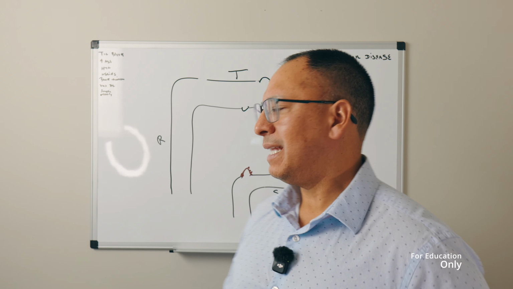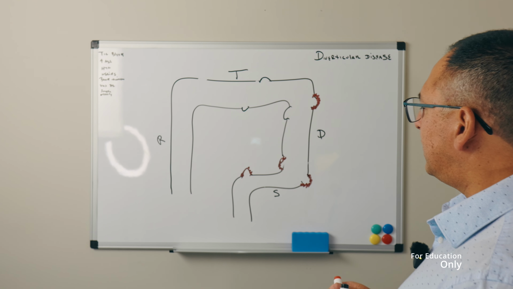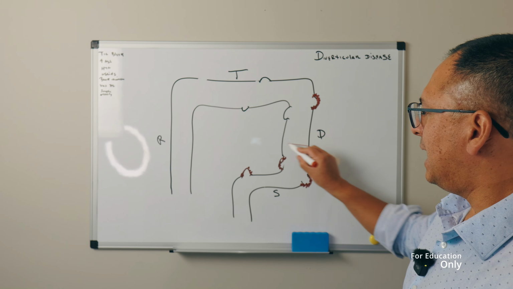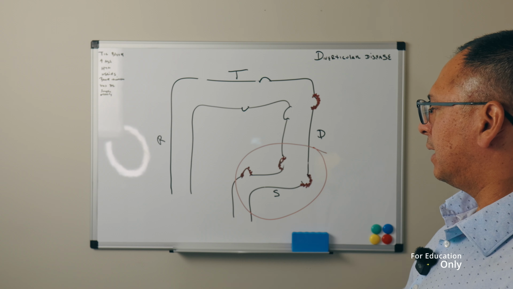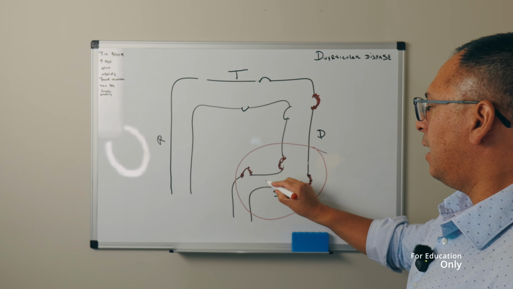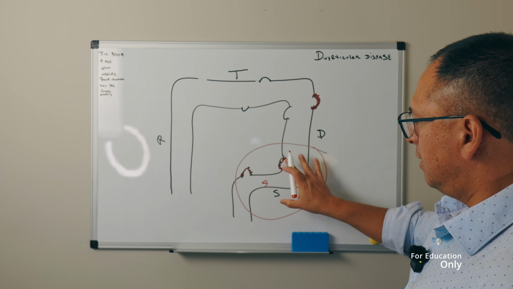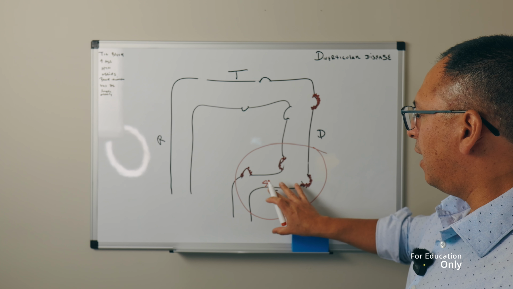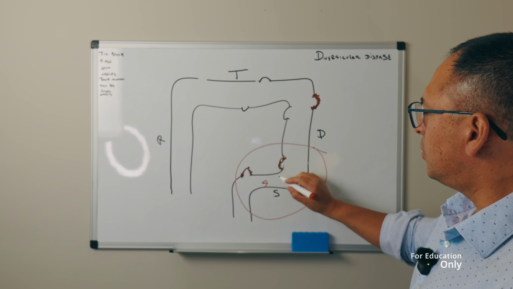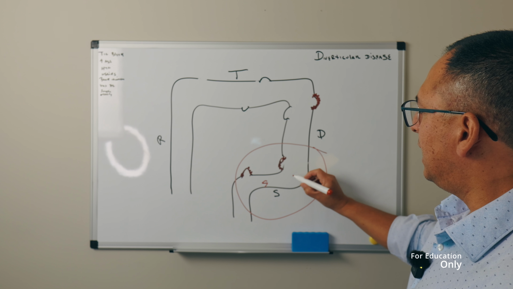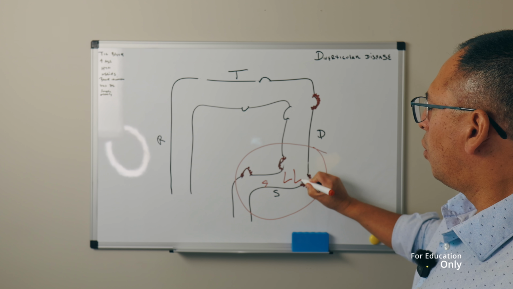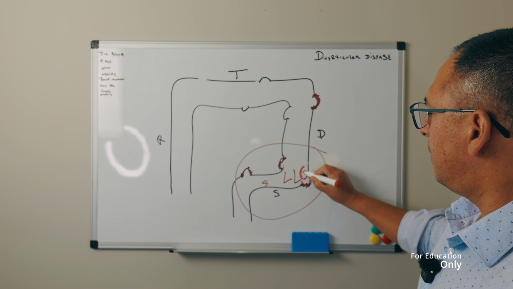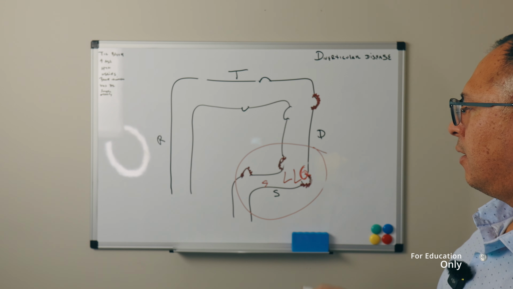When someone has diverticulitis, usually they tend to have pain in the area affected. So for example, let's say the patient has diverticulitis in the sigmoid area, then the patient is going to have tenderness in the left lower quadrant area, usually around this area.